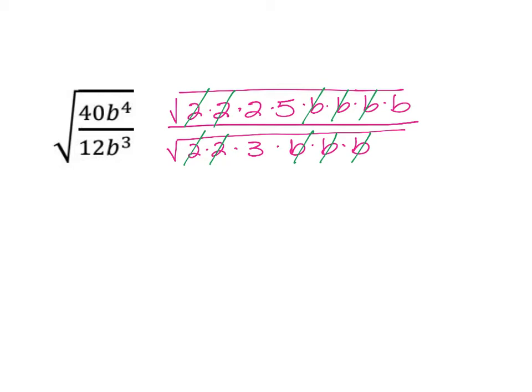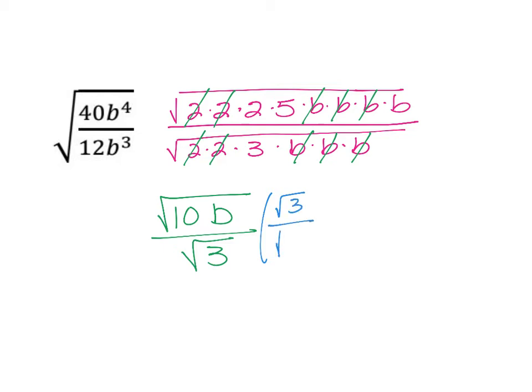So in the numerator, I'm left with the square root of 10b, and in the denominator, I have the square root of 3. So in this case, we are going to have to rationalize. So I'm going to multiply by the square root of 3 in the numerator and denominator. We have the same index, so that means we can multiply these values. Square root of 3 times 10b would be the square root of 30b. And in the denominator, we would end up with the square root of 9.